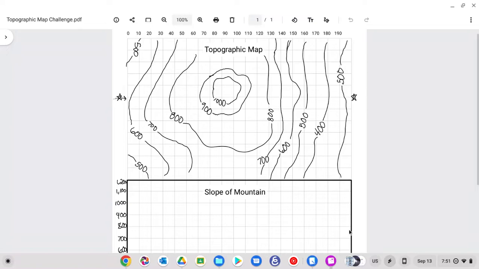Hello everyone. The purpose of this video is to help you understand this assignment where we analyze a topographic map and then you have to graph the change of the slope on that graph. So the first thing to note is the reason that I've starred this line on the topographic map is because that's the line you will be pretending to walk across as you draw your slope.